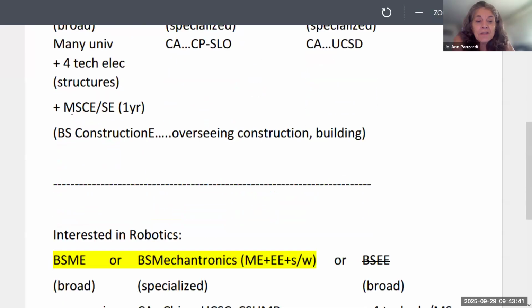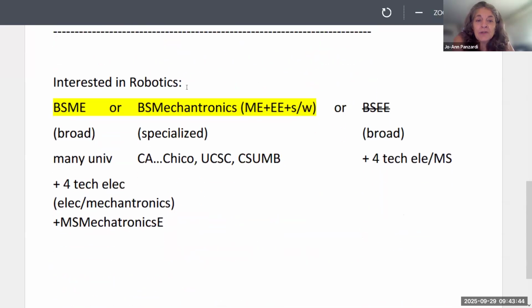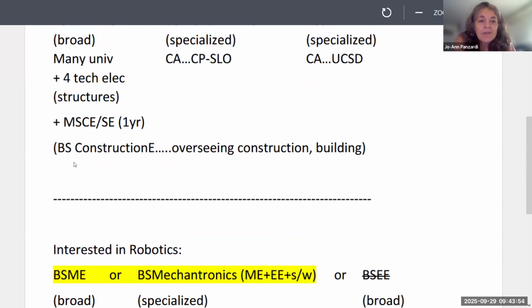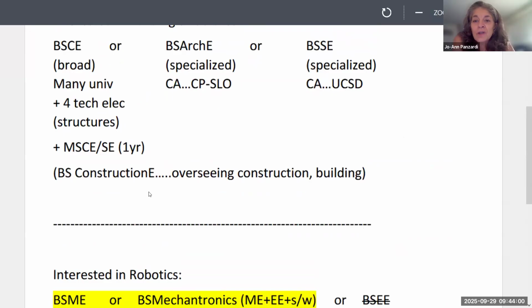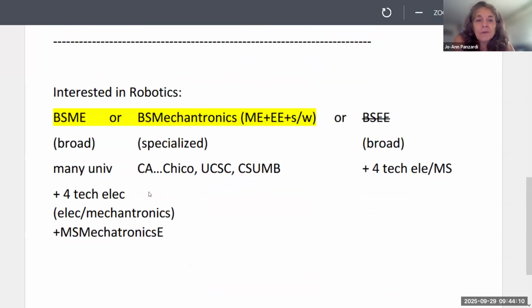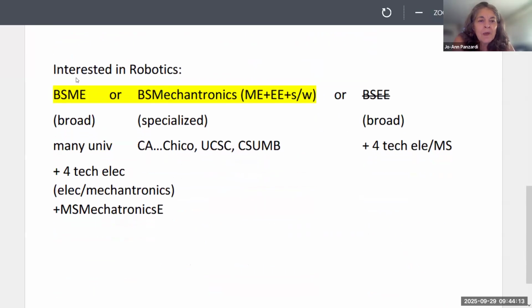Okay, so let's say another option. Let's say you're interested in doing robotics. It's the same kind of thing. There are 3 different, actually, there's 2 different degrees you could get. Oh, wait. Sorry, let me go up here. Someone suggested, why don't you get a BS in construction engineering? Construction engineering is overseeing how the construction is done on a job site. You're not designing. You're not designing at all. You're really doing production management. Okay, if you're interested in robotics, you could get a bachelor's degree in mechanical, which is broad.